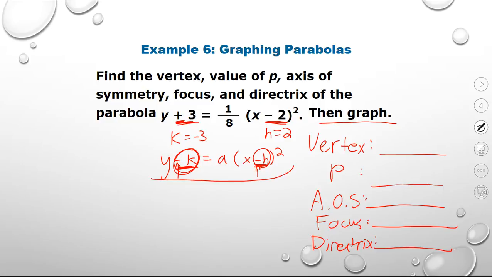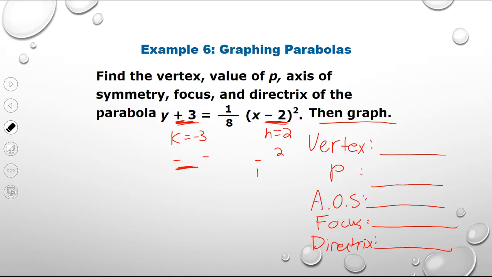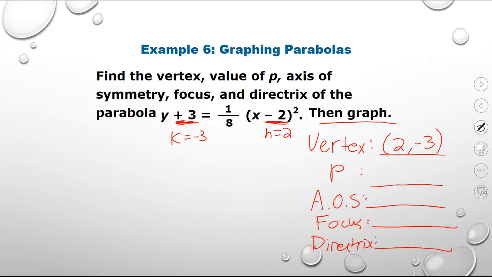So go back and look at your formulas and just look for where it's a minus sign, because that minus sign is telling you when you have to change the sign from either positive to negative or negative to positive, or if you leave the sign the same. But anyway, our vertex is at 2, negative 3. So that's just given to us in the equation. All this stuff is given to us in the equation.